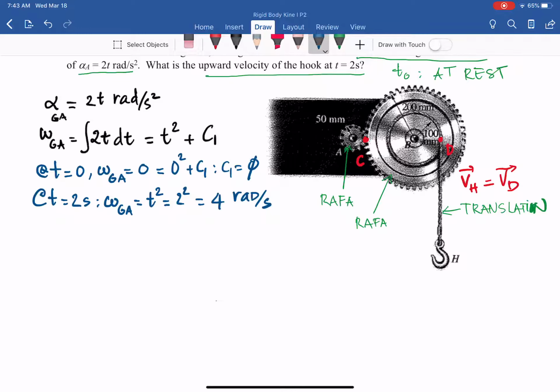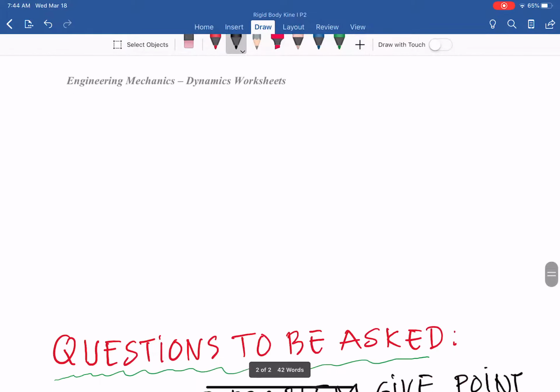The next step, we need to find out the point properties. What point properties? You cannot jump from gear A, which is given. Start with what is given. Given is gear A. You cannot jump to the point that they ask, which is H or D. We need to find the common point, and that is very important here.